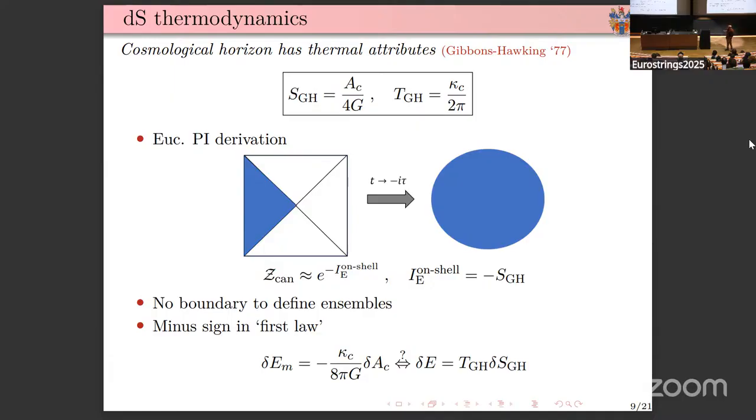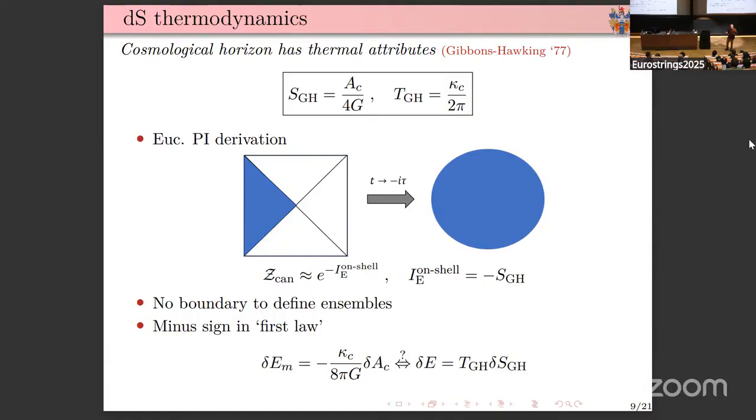Now, to my colleagues and me, we thought this derivation was a bit cavalier, because when you take the static patch and Wick rotate it, you find that the system is just a sphere, which has no boundary. So there is no location for you to fix a conserved charge or fix other thermodynamic data to define thermal ensembles.